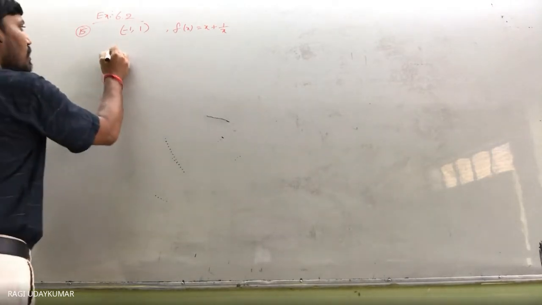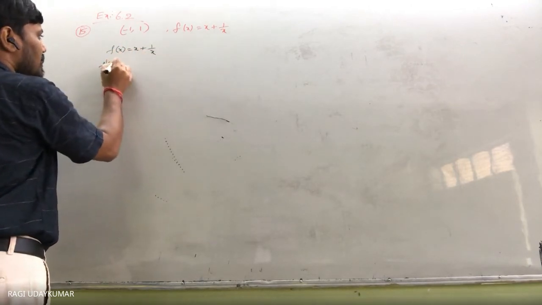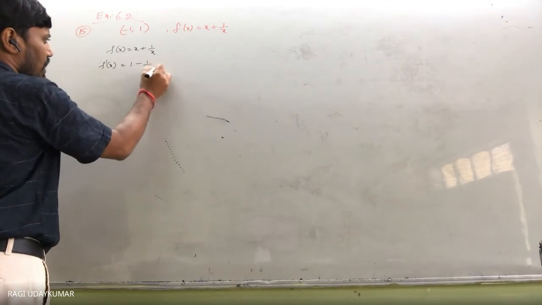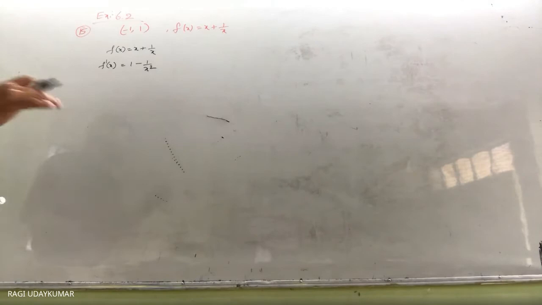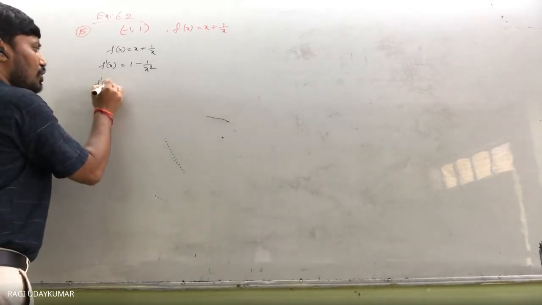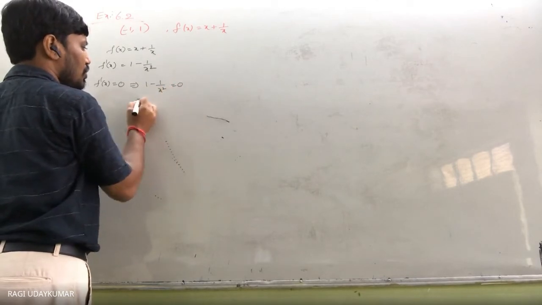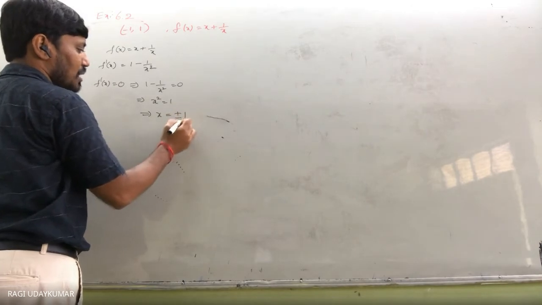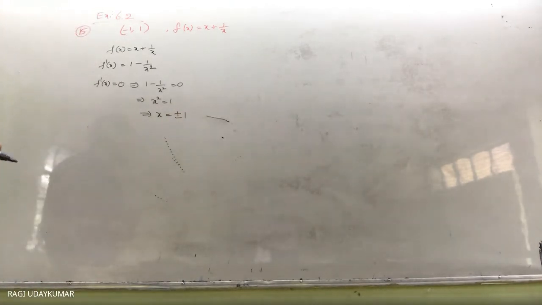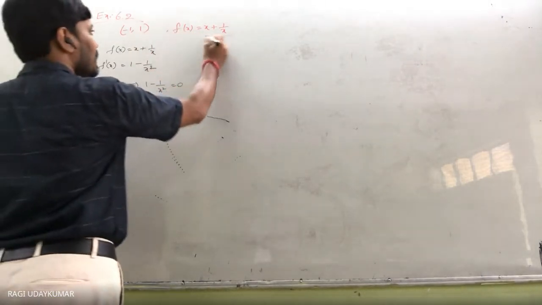So f of x is given as x plus 1 by x. Then f dash of x is equal to 1 minus 1 by x square. And f dash of x is equal to 0 you take. This implies 1 minus 1 by x square is equal to 0. From this, x square is equal to 1. This implies x is equal to plus or minus 1.